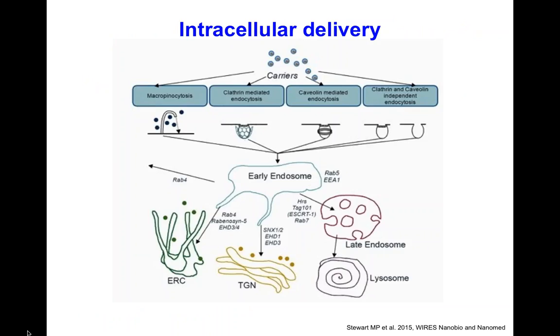So once a nanoparticle interacts with the cell membrane, it has different routes it can take to enter the cells. And these have been characterized to a greater degree into macropinocytosis, which is basically a non-specific mechanism, clathrin-mediated pits, caveolae, and clathrin and caveolin independent pathways.